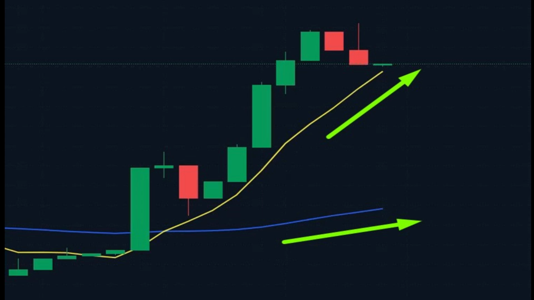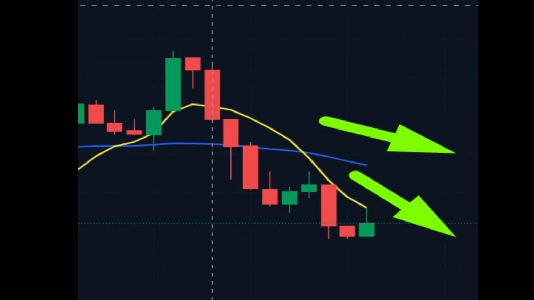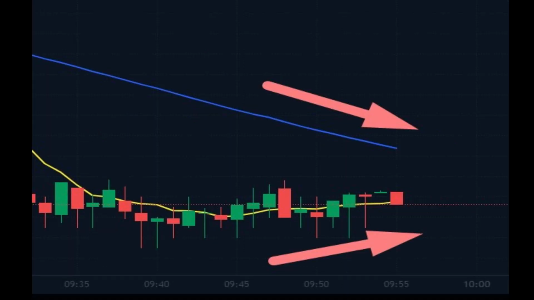Open positions only in the direction of the trend according to these rules. Call: open if the candles are above the blue 50-period moving average and the moving average curve has a bullish direction. Put: open if the candles are below the blue 50-period moving average and the moving average curve has a bearish direction.